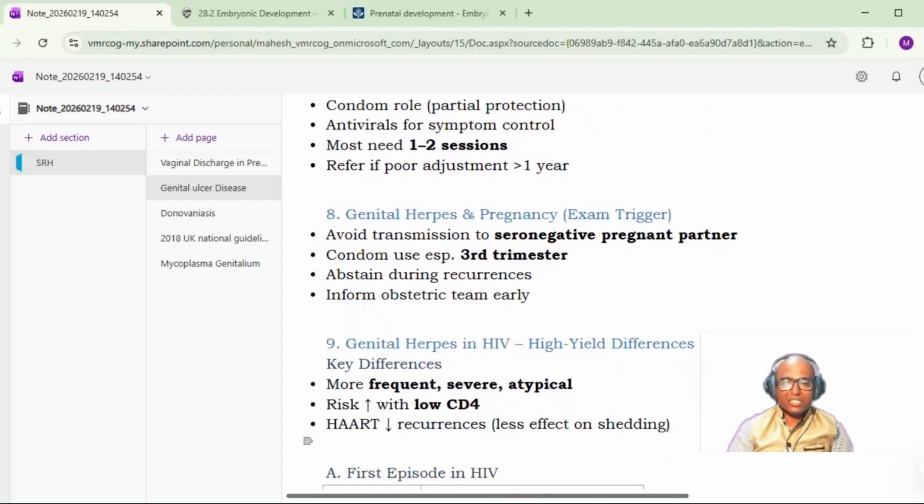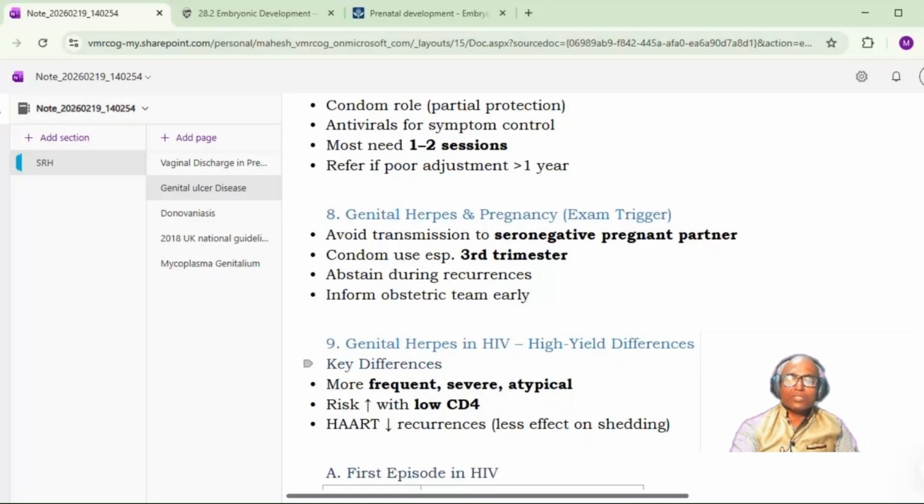Now, genital herpes in pregnancy. If it is pregnancy and genital herpes, what are the specific things? Avoid transmission to a seronegative pregnant partner. So condom use, especially in the third trimester. Abstain during the recurrences and inform the obstetric team only. If they ask you the treatment in a pregnant woman, don't look after only the medical things. You also look for any option that has a pharmacological plus non-pharmacological approach, like condom in the third trimester, abstain during the recurrences, etc. So these options we need to read carefully and look for the complete option.